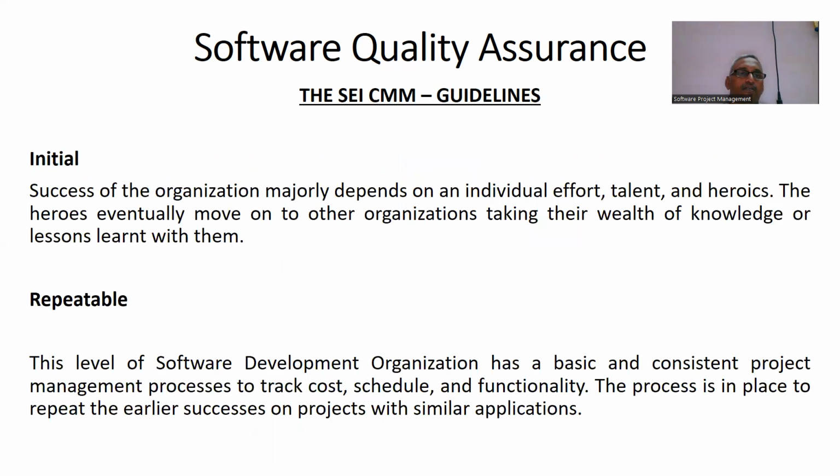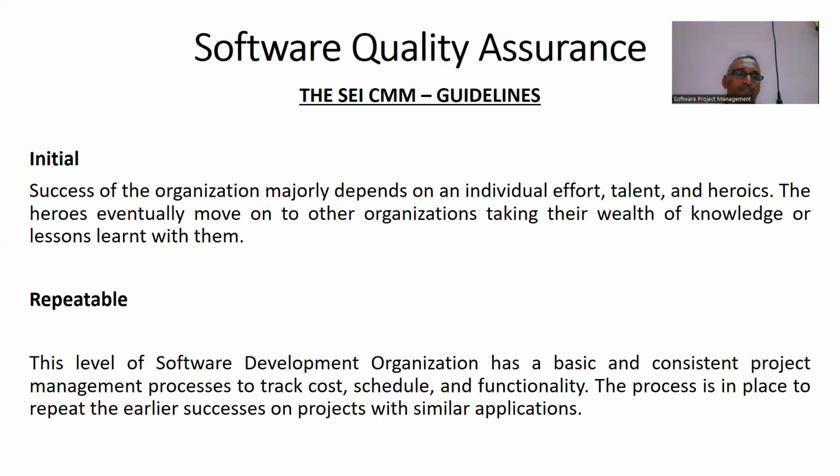First level, initial. The software process is characterized as inconsistent and occasionally even chaotic. Defined processes and standard practices that exist are abandoned during a crisis. Success of the organization majorly depends on individual effort, talent, and heroics. The heroes eventually move on to other organizations, taking their wealth of knowledge or lessons learned with them.